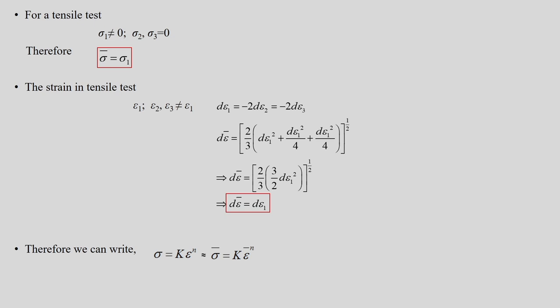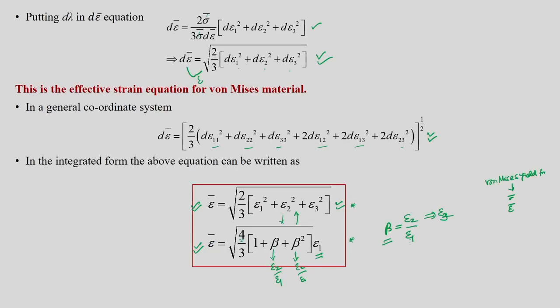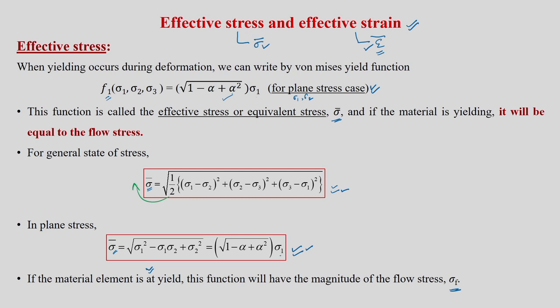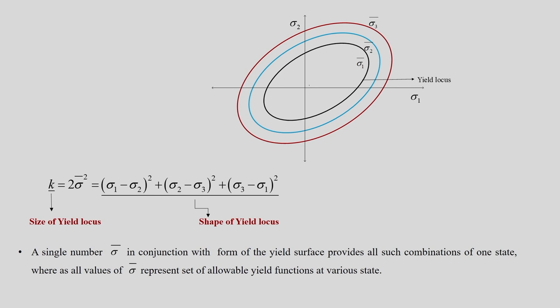Let us see what will happen for a tensile test. We know that in an axial tensile test, sigma 2 and sigma 3 would be 0 and you have sigma 1 not equal to 0. If we substitute that in the sigma bar equation, sigma 2 will go off, sigma 3 will go off, then this part will go, and you will have sigma 1 square here, also sigma 1 square, 2 times, the 2s will be cancelled, so sigma bar is equal to sigma 1. This is one important result.